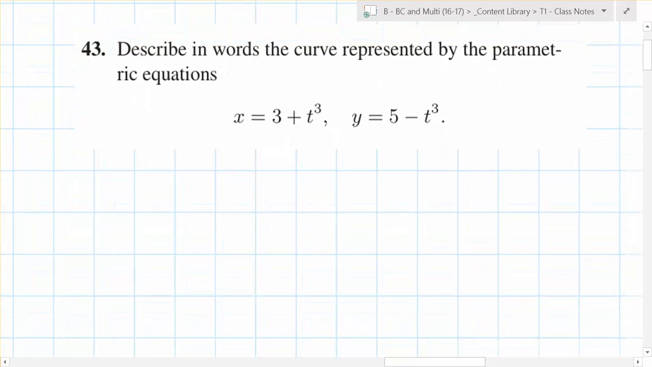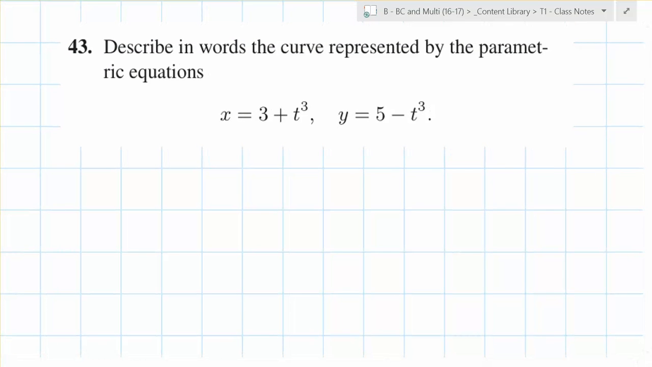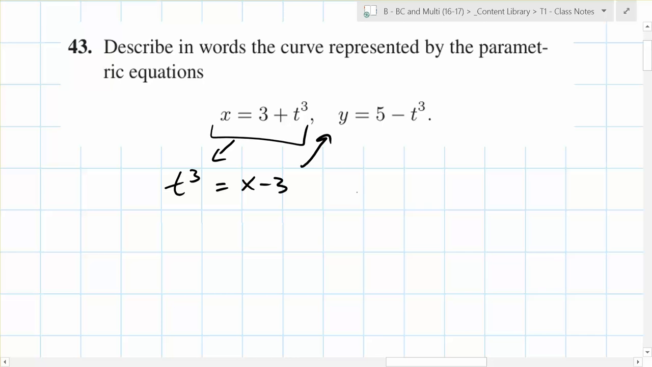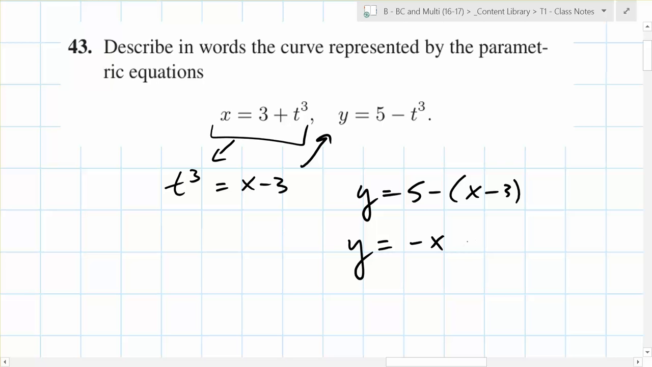43? Describe in words the curve represented by the parametric equation. Oh, what is this one again? Anybody finish this one? What is this one? It's a line. We like isolating. Let's do x here. So here, what does t cubed equal in terms of this one? X minus 3. Take that and plug it up there. Y is equal to 5 minus what? So y is equal to negative x plus what? Plus 8. It's a linear function, slope of negative 1.